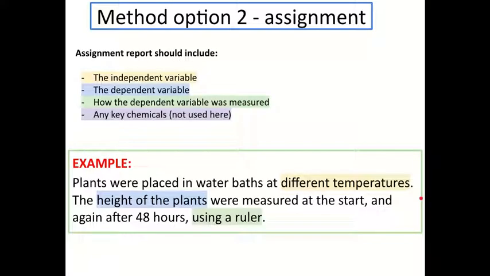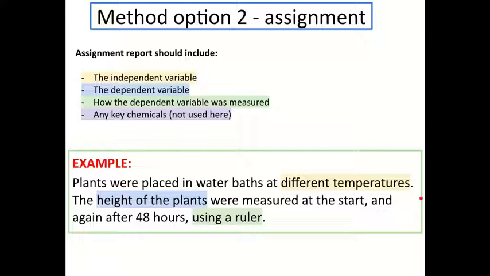So I've colour-coded the 4 things we look for in an assignment method, but for this experiment we're only focusing on the first 3, as there's not a lot or any, to be fair, chemicals used in this particular example. So you can see how short this method is. I've said plants were placed in water baths at different temperatures, the height of the plants were measured at the start and again after 48 hours using a ruler.